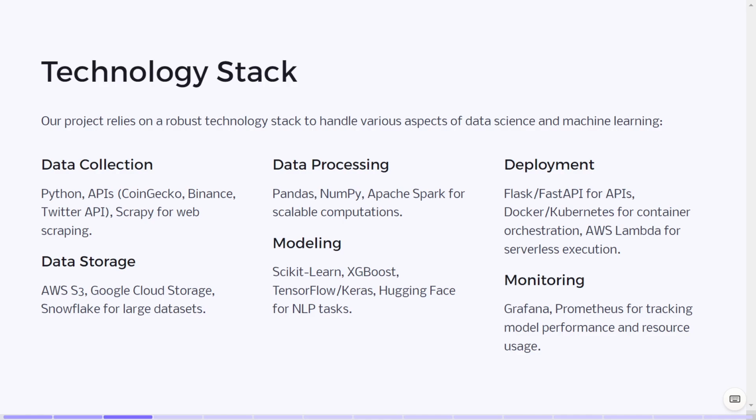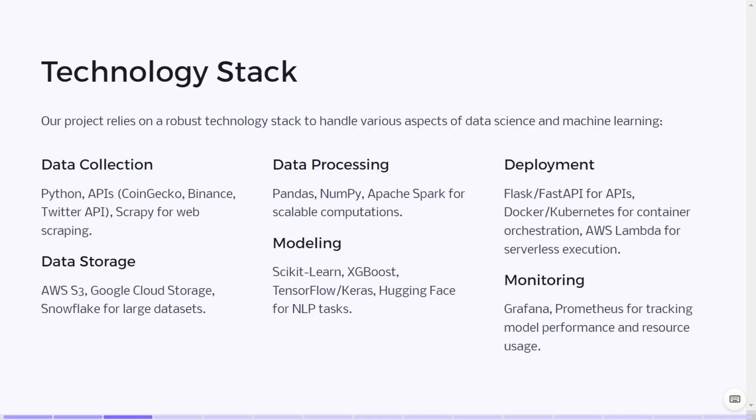Moving on to modeling, we used scikit-learn for traditional machine learning models, while TensorFlow and Keras were employed for deep learning tasks. Hugging Face's NLP models helped us extract sentiment insights from social media data. In deployment, Flask and FastAPI were used to create real-time prediction APIs. We relied on Docker and Kubernetes for containerization and scalability, while AWS Lambda enabled us to implement a serverless architecture. Finally, we monitored model performance using Grafana dashboards.